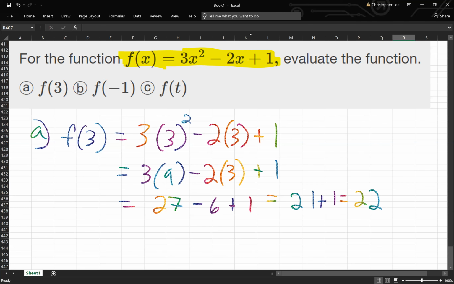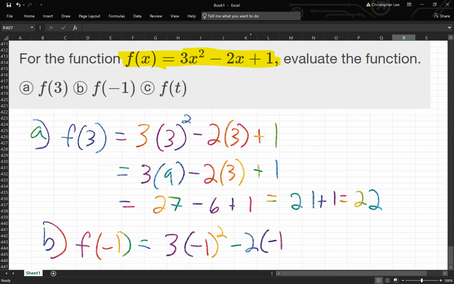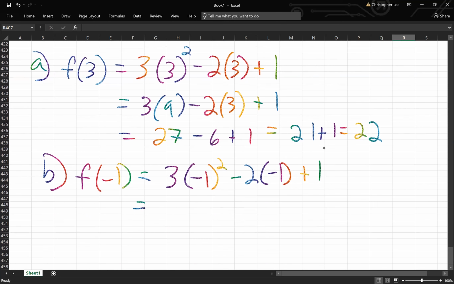All right, B is really hard though. They want to know what is f of negative 1. So we definitely have to use parentheses here. We got 3 times negative 1 squared minus 2 times negative 1 plus 1. Everywhere I got an x, I'm plugging in a negative 1. Y'all got to help me out with this though. I'm not too good at my timetables. What's negative 1 squared? 1, all right, bet.